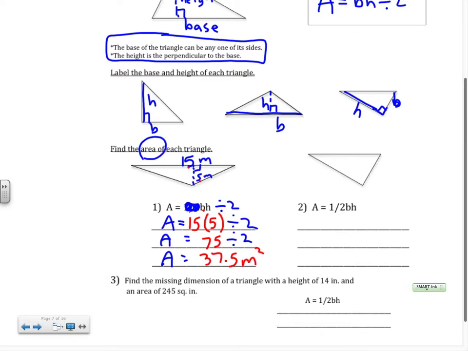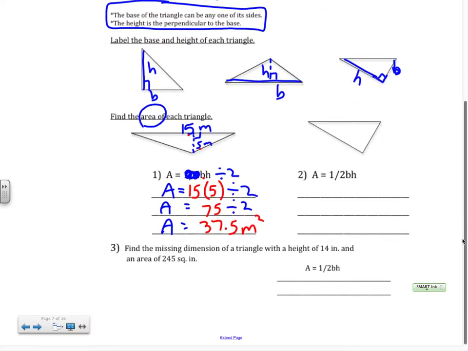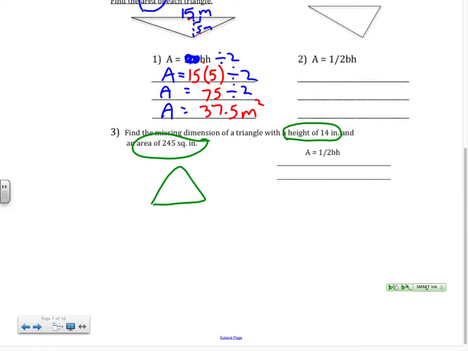Okay, we're going to move on to find the missing dimension of a triangle. They're giving us the height of 14 inches and an area. So we have to consider what's missing. If I were to draw a triangle, not the best, but that will do. They've given me the height, so I'll draw an imaginary height, and they told me it's 14 inches. They're not telling me the base, so that's the missing dimension. But I do know the area is 245 inches squared.